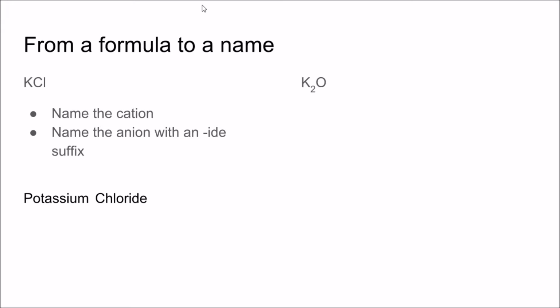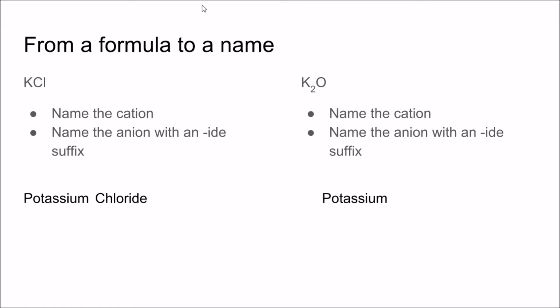Let's try K2O. Here we have a little 2 subscript. Let's see if that figures into things. So we have to name the cation, and now we need to name the anion with an -ide suffix. So our name is potassium oxide. So the little 2 subscript doesn't really figure into the way that we name this.